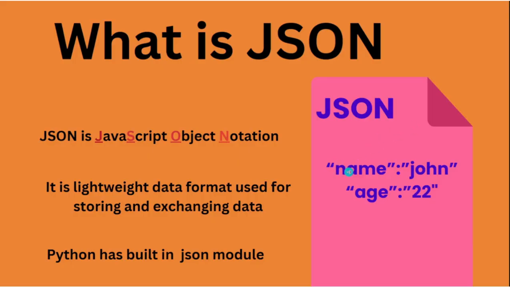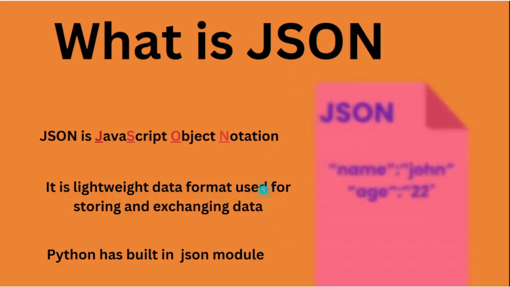So it has a key and a value. If you see here, name is the key and the value is John. Age is the key and the value is 22. So it is in the form of key and value pairs. This is the very simplest format, and that is why most applications support JSON.